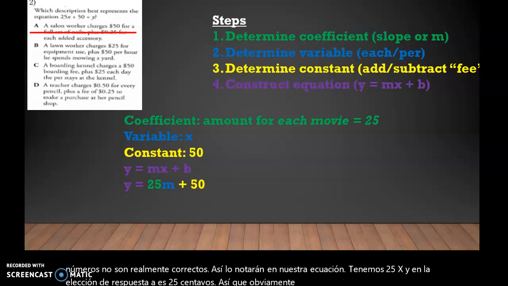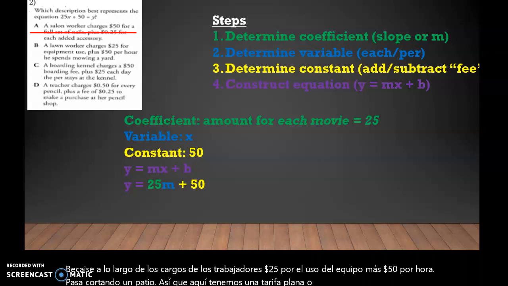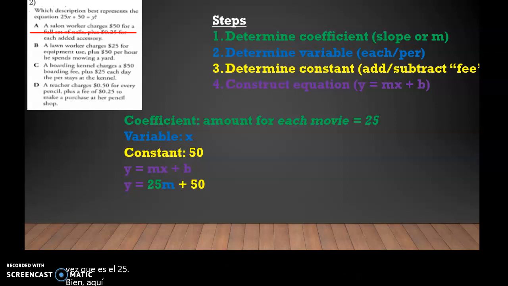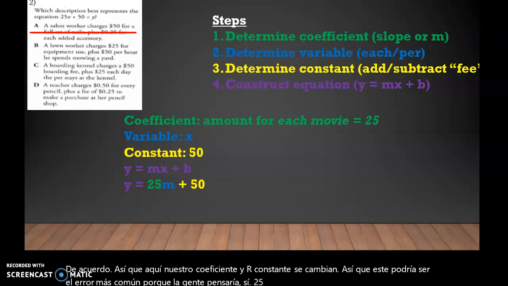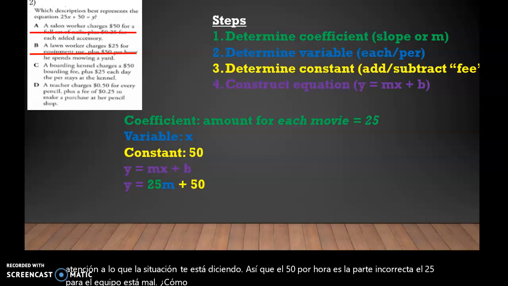B says a lawn worker charges $25 for equipment use, plus $50 per hour he spends mowing a yard. So here we have a flat fee, or a charge that happens only one time, which is the 25. Okay, so in here our coefficient and our constant are switched. So this one might be the most common error, because people would think, oh yeah, 25, 50, okay, that's right. But you have to pay attention to what the situation is telling you. So the 50 per hour is the incorrect part, the 25 for equipment is wrong. Had it said the opposite, then that would have possibly been our answer choice. So we'll move on to C.